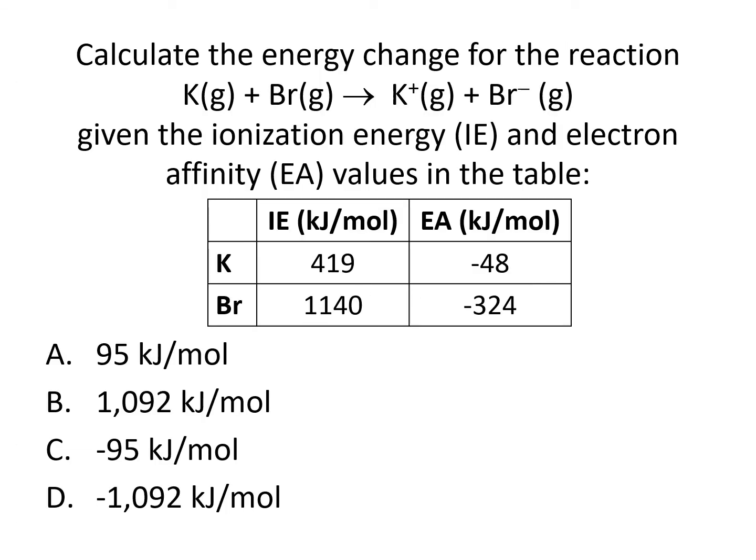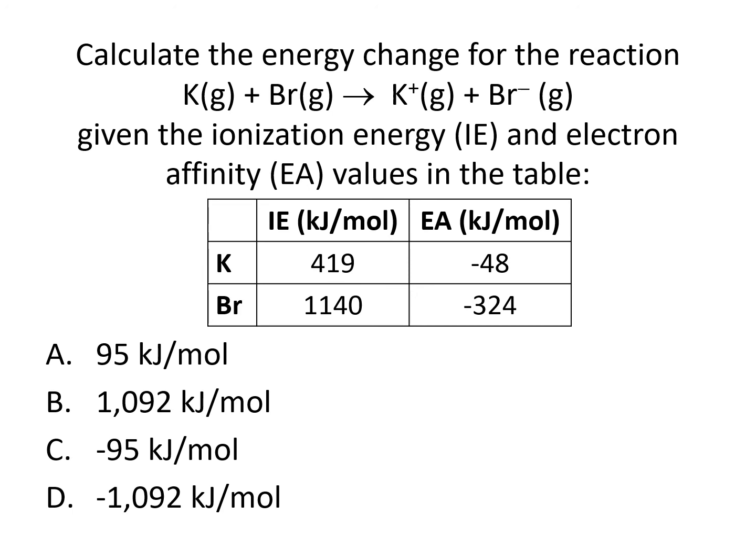Calculate the energy change for the reaction, potassium, K, gas, plus bromine, Br, gas, yields potassium plus 1, K plus, gas, plus bromine minus 1, Br minus, gas. Given the ionization energy, IE, and electron affinity, EA, values in the table. Potassium, K, has an ionization energy of 419 and an electron affinity of negative 48 kilojoules per mole. Bromine, Br, has an ionization energy of 1,140 and an electron affinity of negative 324 kilojoules per mole.